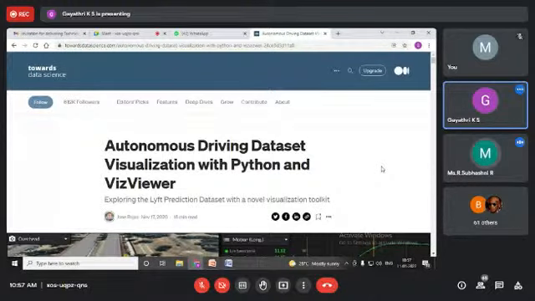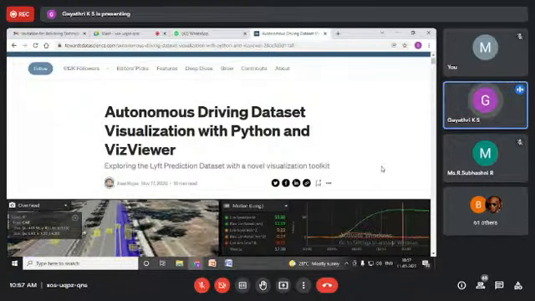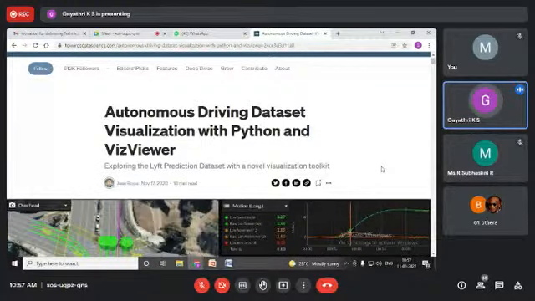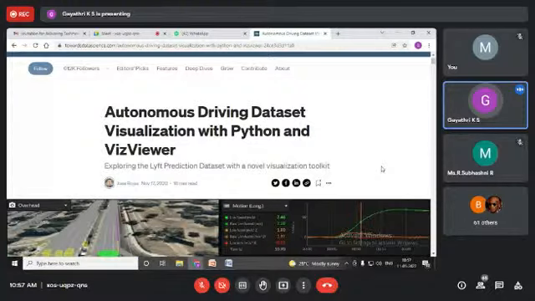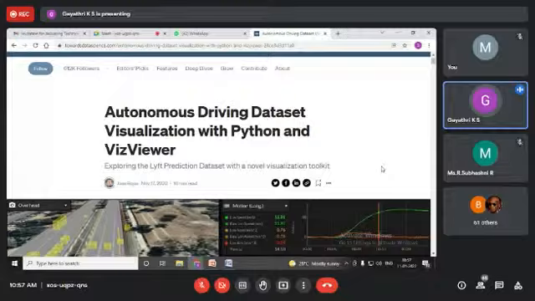Okay. So this is actually a Python viewer. This is an API which Python has given for visualizing the data which is available in the autonomous driving data set.